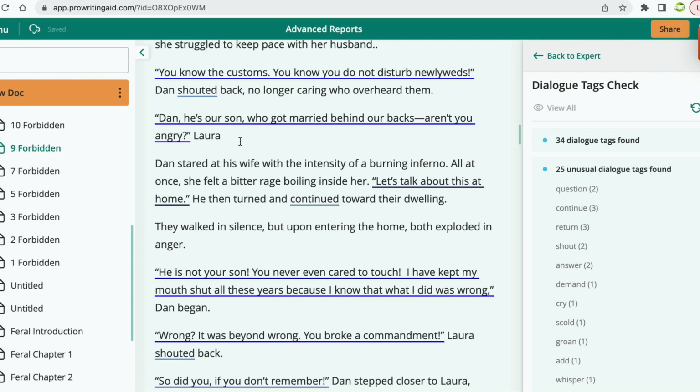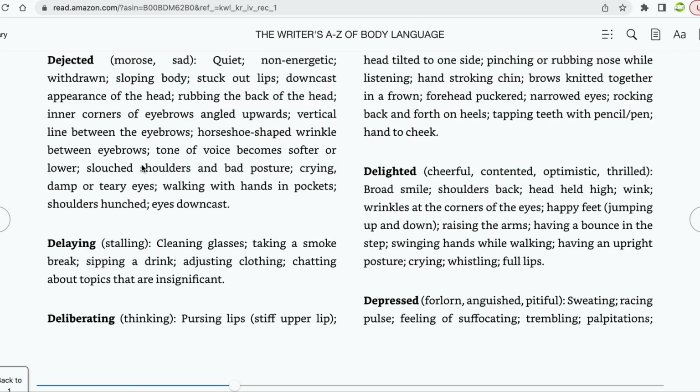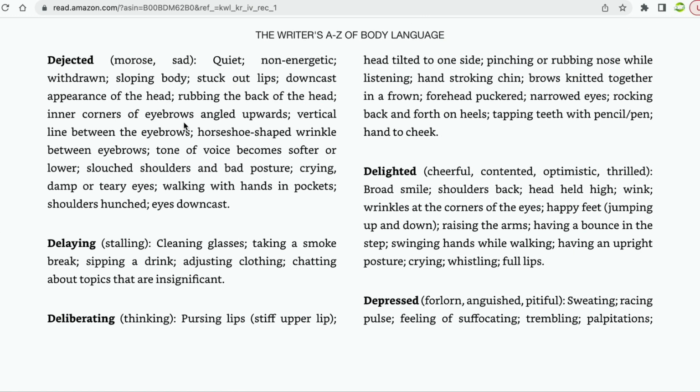Laura, let me see. What would be her body language? Let's go look at our body language stuff. Dejected. Ooh, that was easy. It was like right here. Walking with hands in the pocket. No. Delay.